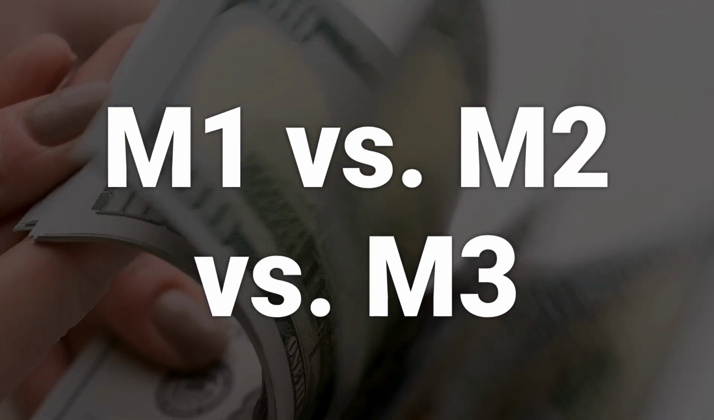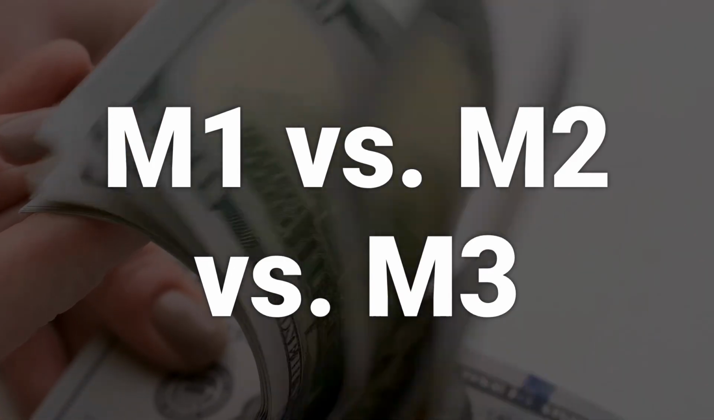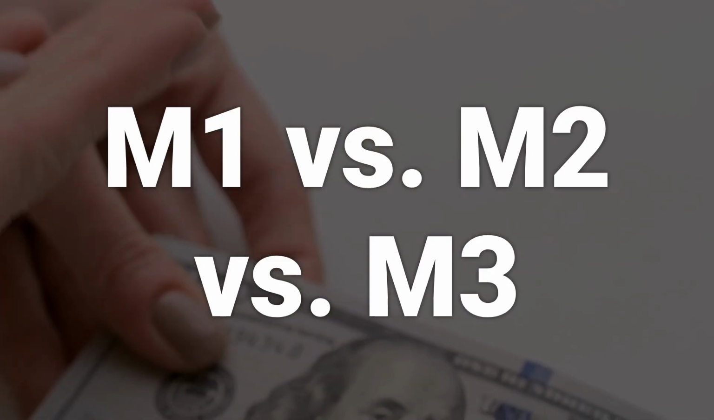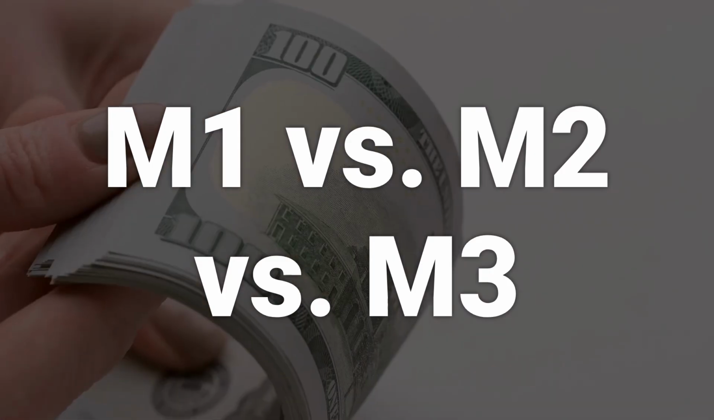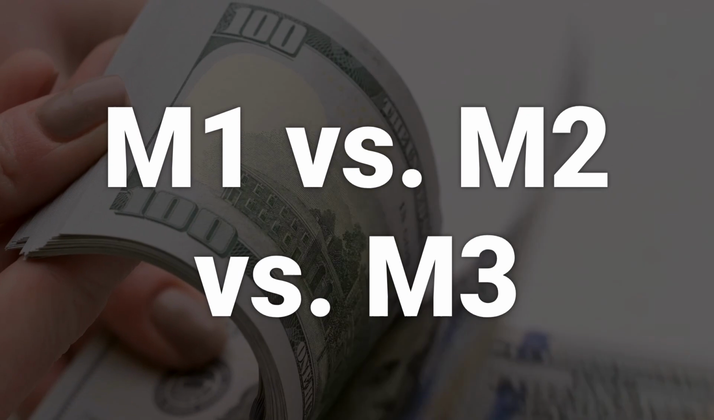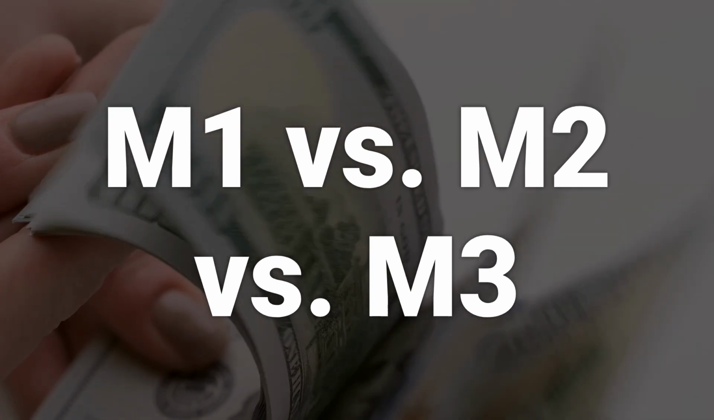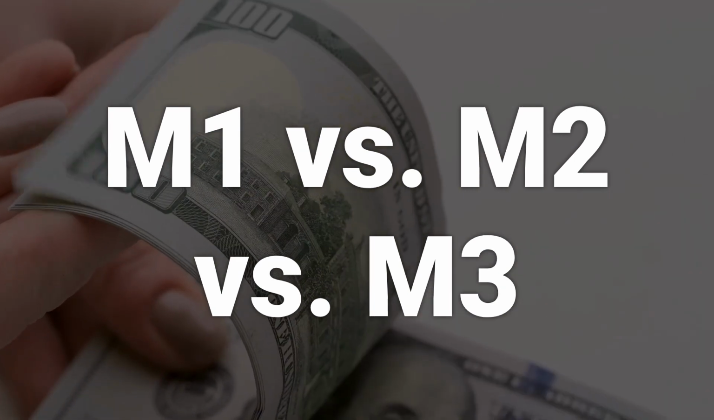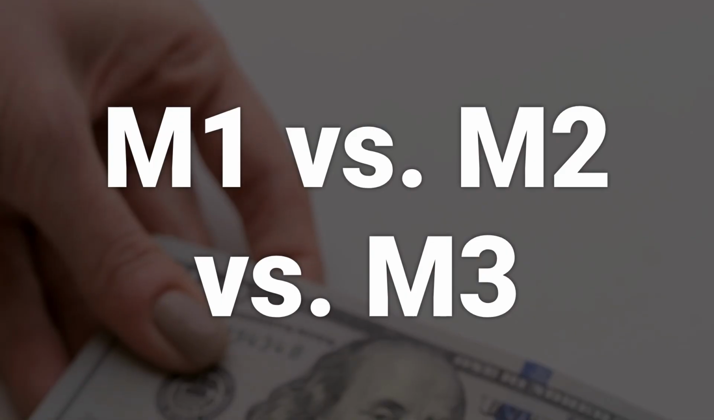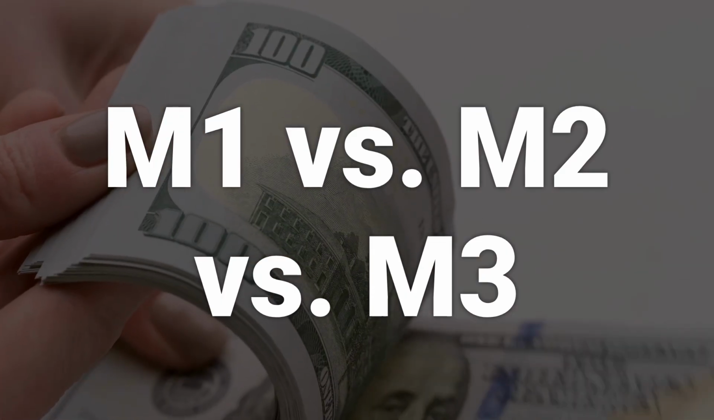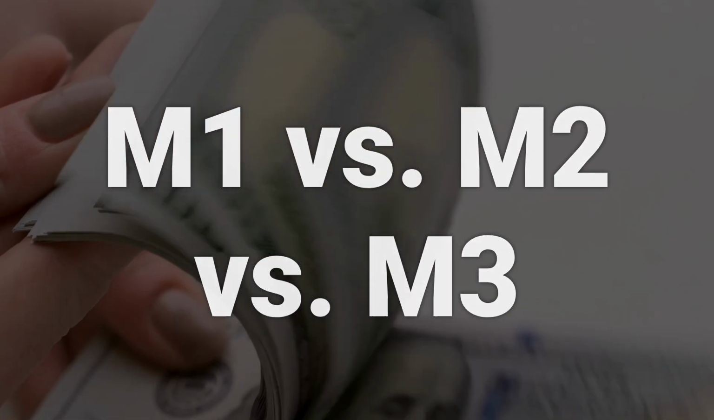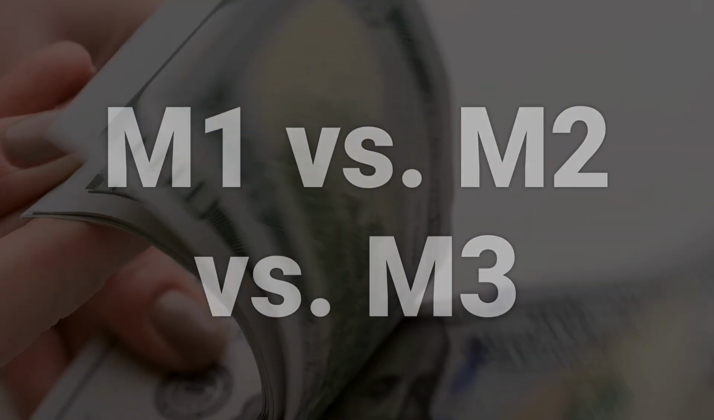M1 includes physical currency, traveler's checks, and demand deposits, while M2 is a broader measure that includes savings deposits and money market securities. M3 is even broader, including all components of M2 and additional forms of savings and investments. As the measurements become broader, they include a wider range of savings and investments that can be readily converted into cash.